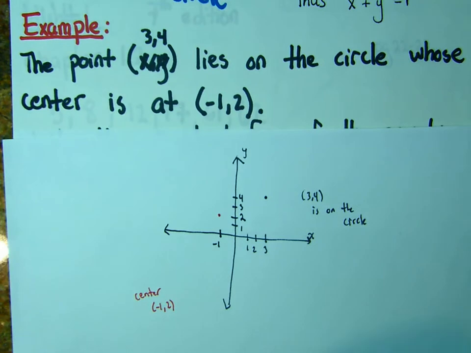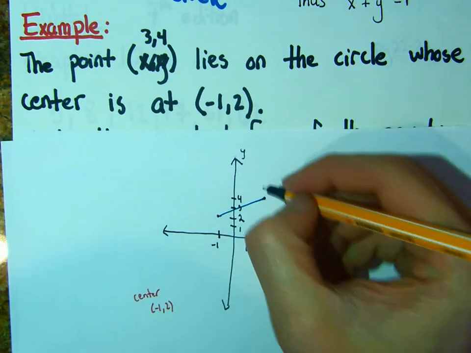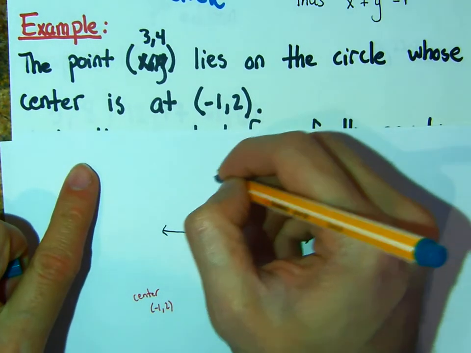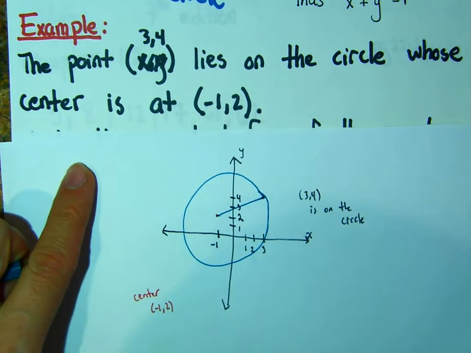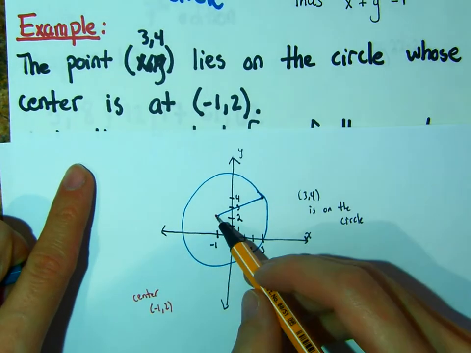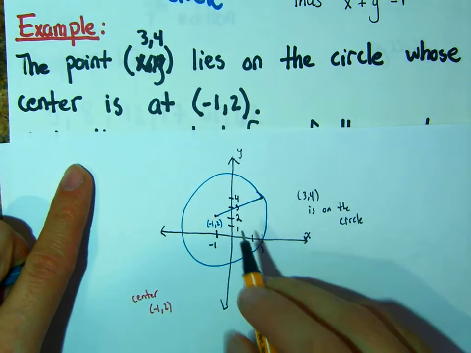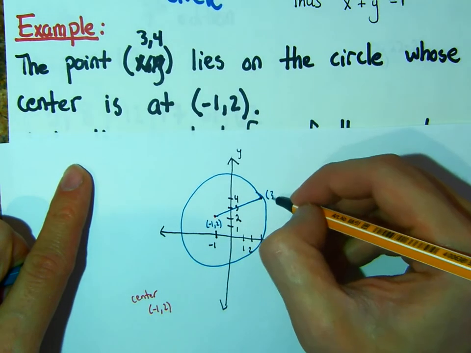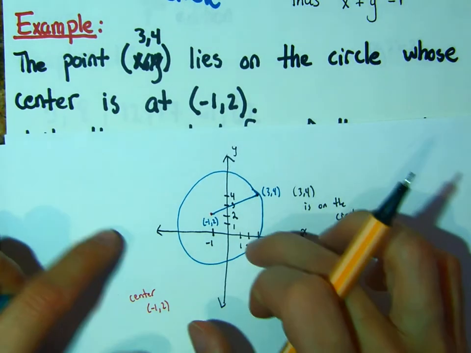Okay. So the idea is, if this represents the radius of the circle, then the circle has to look something like this. Oh god, that was terrible. It should be a better looking circle. But the idea is this point over here, (-1, 2), is the center, and this point over here, (3, 4), is a point on the circle. Okay, this is the visual of what we have.